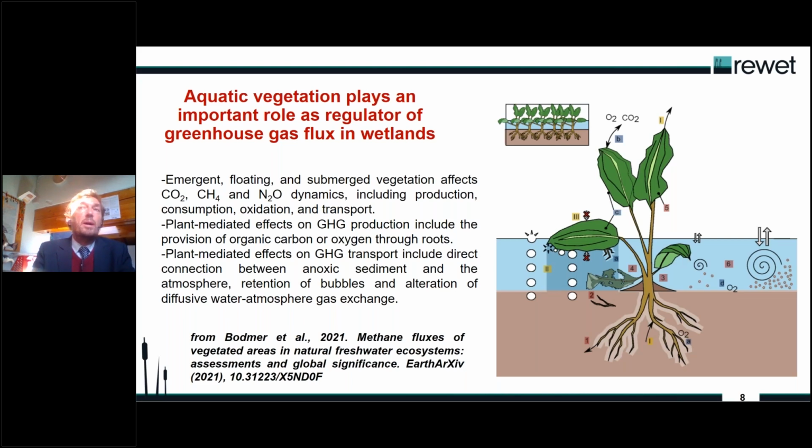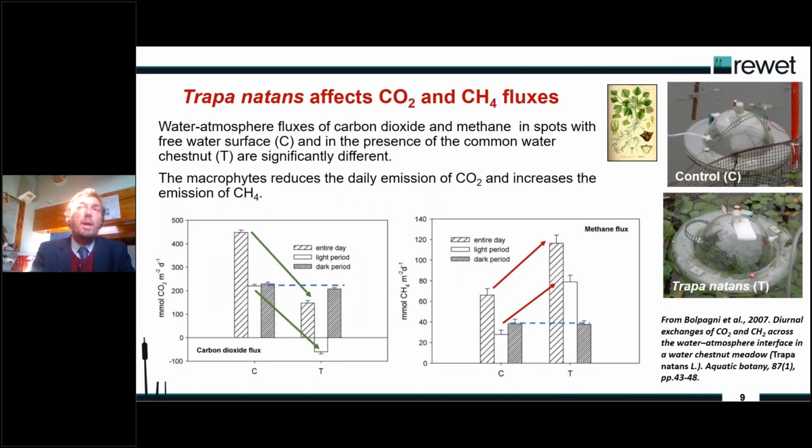So there are, as you see, many plant-specific ways that plants can modify locally some of the different dynamics resulting in the net flux of a gas from the sediment to the atmosphere. And we have now a list of a few examples of studies in which the role of plants was analyzed.